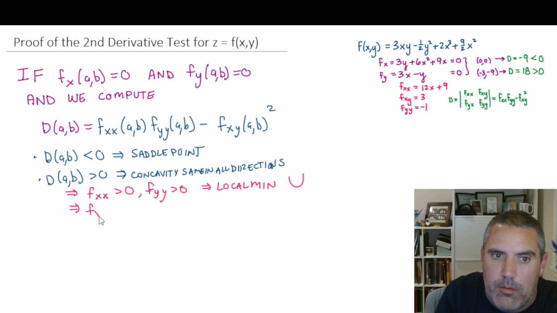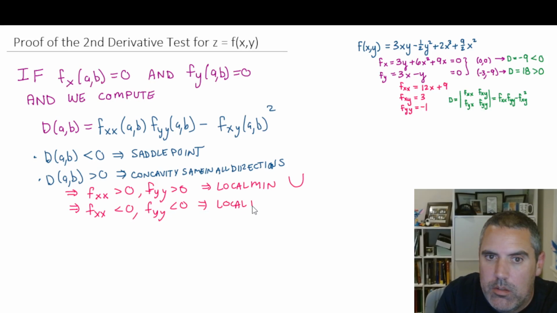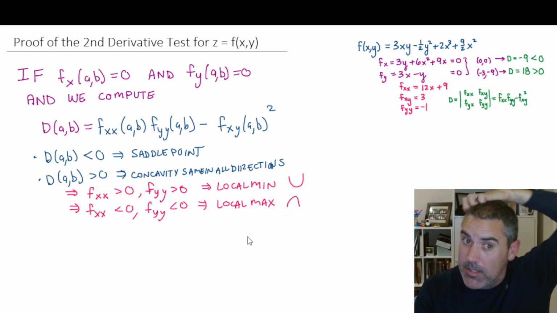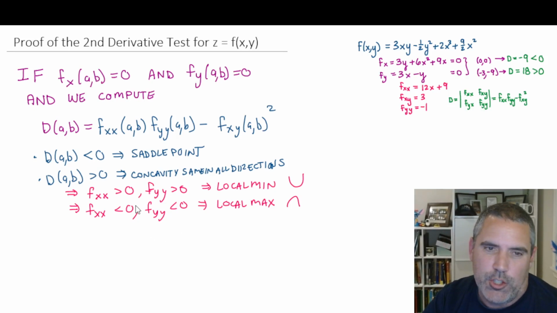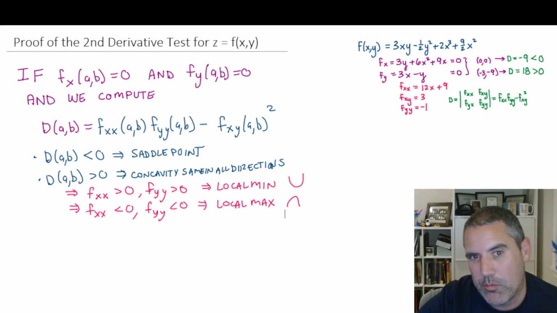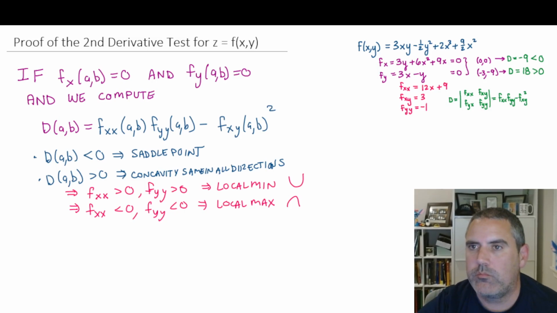And if f_xx is negative, that means f_yy will also be negative. Then it has to be a local max, and you should be thinking concave down in all directions. So that's it. That's that thing. It says if D is equal to 0, it's inconclusive, because there are examples where D is 0 and it's any one of those.